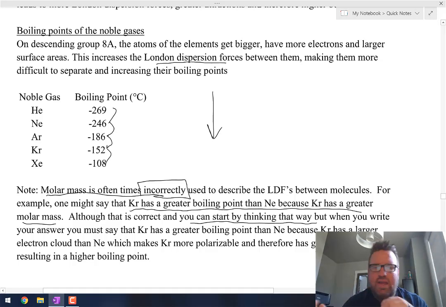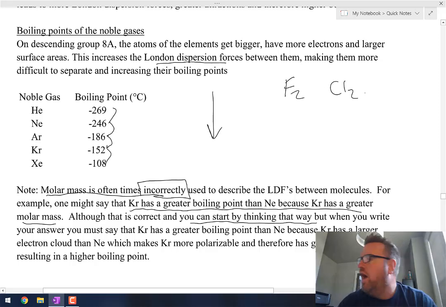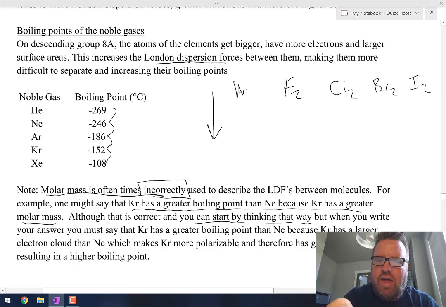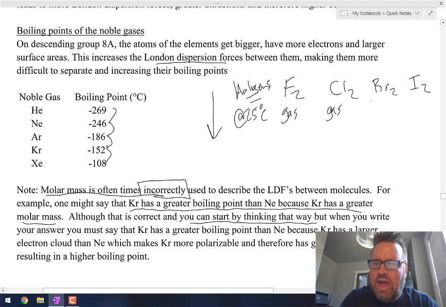Anytime you're comparing two things, even something like F2 versus Cl2, Cl2 versus Br2, Br2 versus I2, these are all the halogens. As you go down the periodic table, what do you find? F2 is a gas at room temperature, so at 25 degrees Celsius: gas, liquid, solid. Why does that happen?